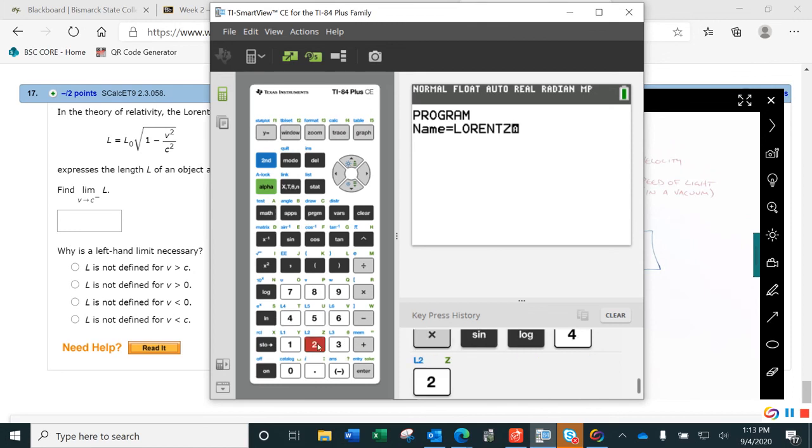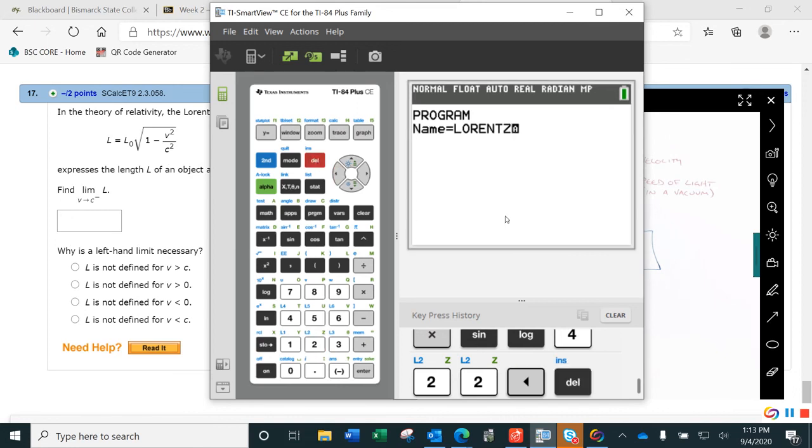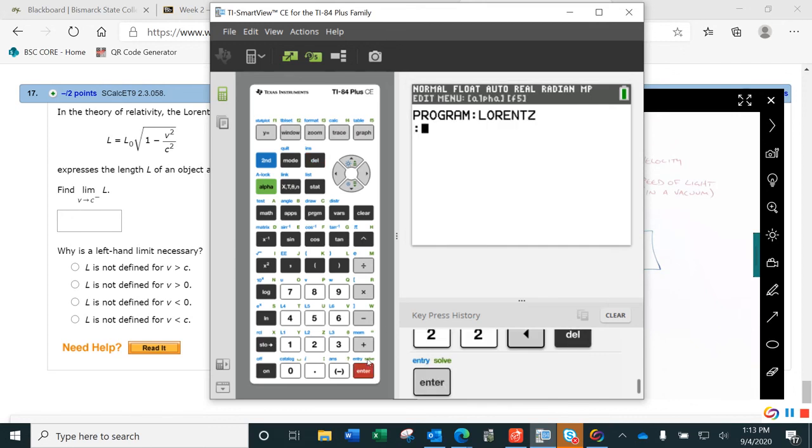There we go. Oh, I don't want 2 Z's on there. There we go. And you hit enter. Now what you have then is your first line of code.